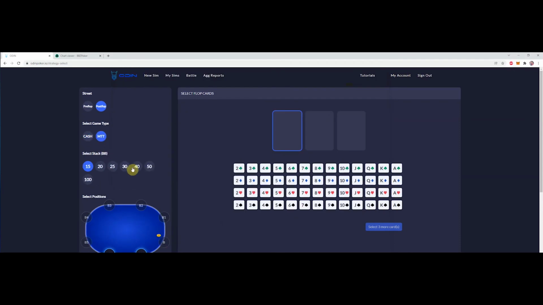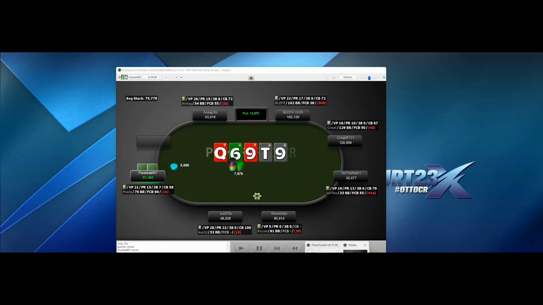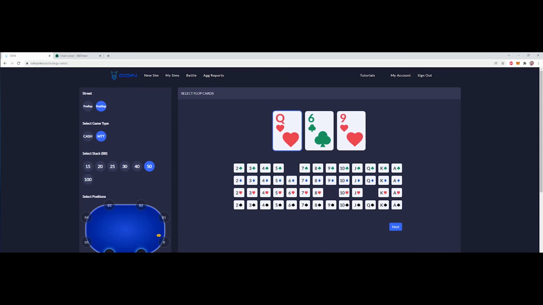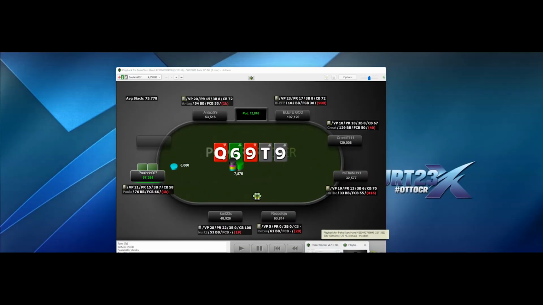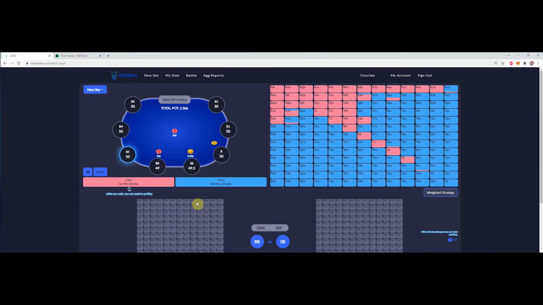Another thing I was going to say that's pretty sweet is that blind versus blind, there are single raised pots. Okay, so sorry guys, I'm going to put this in first and then go to what I was thinking. Queen of hearts, 6 of clubs, 9 of hearts. Did I do that right? Yep. Okay, so another great thing about Odin here, and again, we're not affiliated with Odin.